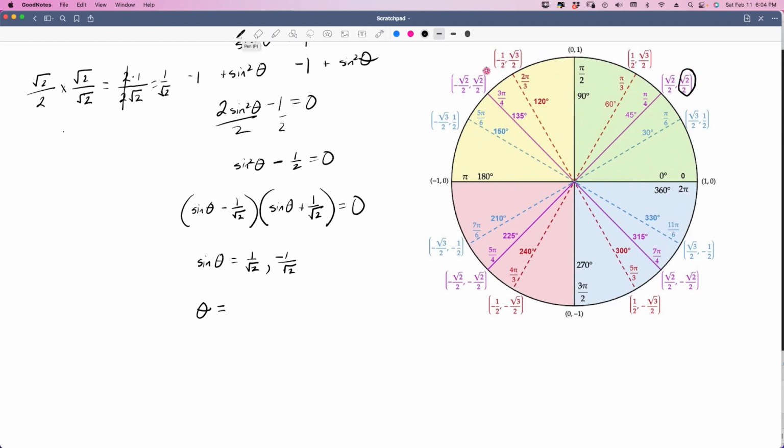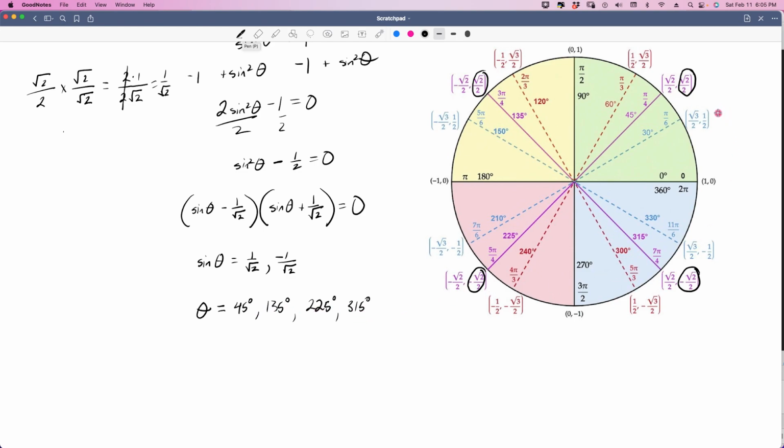So 45, 135, here's a negative version, and another negative version. So our 4 possible answers, or 4 possible roots, I should say, are 45 degrees, 135 degrees, 225 degrees, and 315 degrees. So now we need to test and see if those roots actually work.